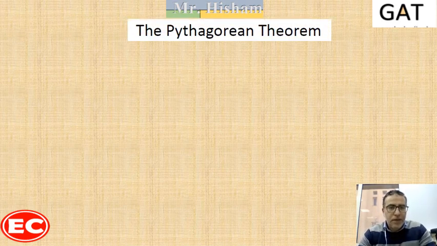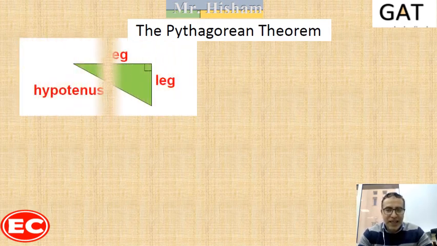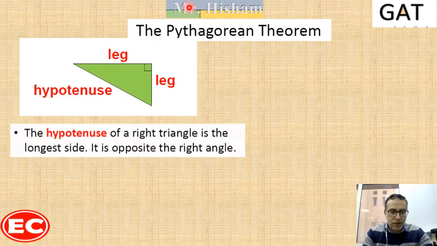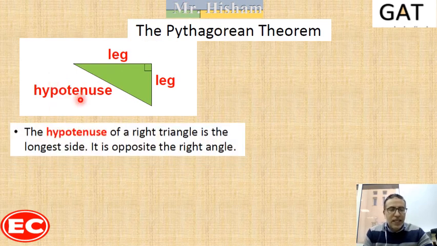Pythagorean theorem is related to the right angle triangle. I can't apply the Pythagorean theorem for any triangle except the right angle triangle. As we know, in the right angle triangle we have two sides we call legs, and we have the side opposite to the right angle, which we call the hypotenuse. Again, the hypotenuse is the longest side in the right angle triangle and it's opposite to the angle 90. The other two sides, we call them legs.